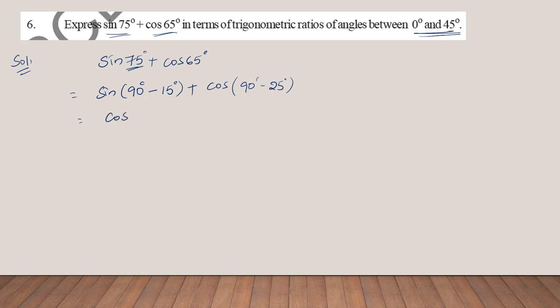We can write it as cos 15 degrees plus, for cos of 90 minus theta, you need to change it to sine, so sine 25 degrees. If you observe the angles, 15 degrees and 25 degrees both lie between 0 and 45. So we have converted the given expression, right? This is also one of the important questions that would be asked in your examinations, right?